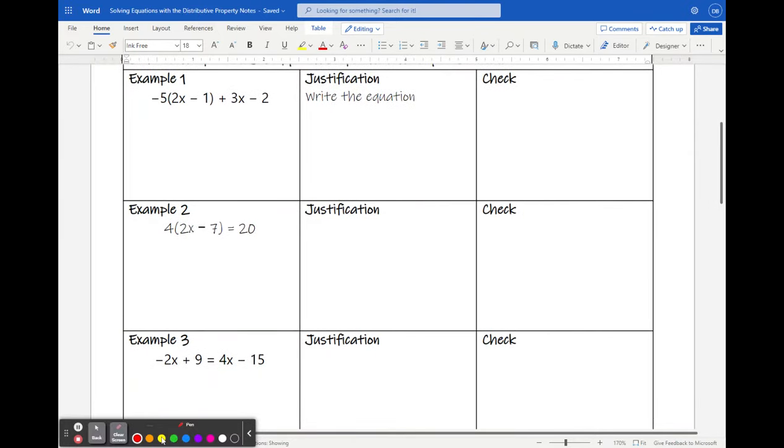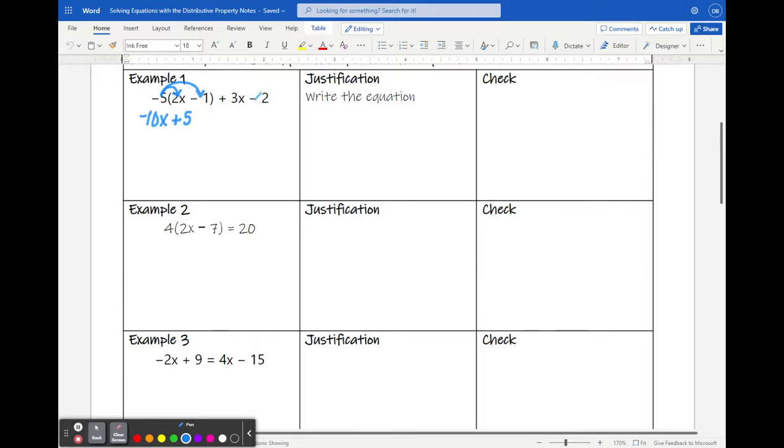So just in case you forgot, what this means when it's pressed right up against the parentheses is that it is multiplying by the difference of 2x and 1. So in order to distribute, I'm going to multiply by the first term. Negative 5 times 2x would be negative 10x. And then I'm going to multiply by the second term. Negative 5 times a negative 1, negative times negative is positive, so this would be plus 5.